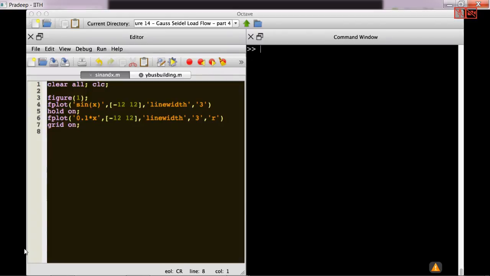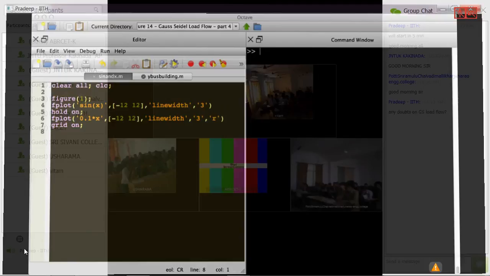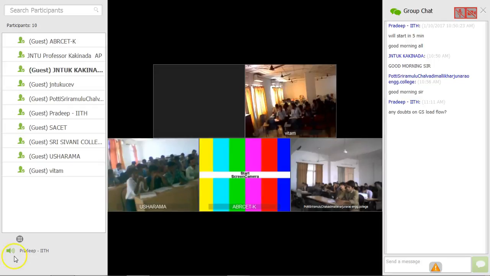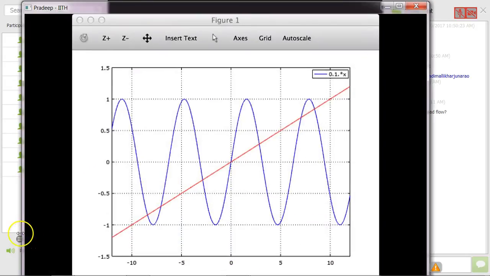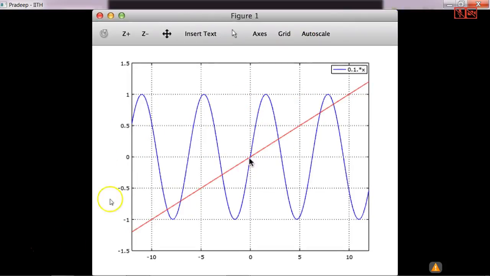So let me share the plot. So I think now you are able to see the output of the program which I have written. So this is the plot that you are getting. Now this point that is there at the center, this is x equal to 0, y equal to 0. The blue line is the sine wave, both the negative side and the positive side, and the red line is the other wave, this one.